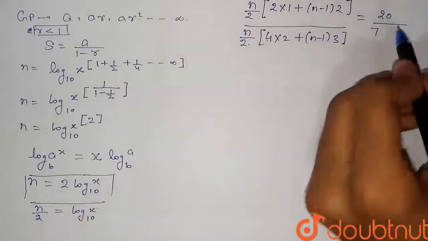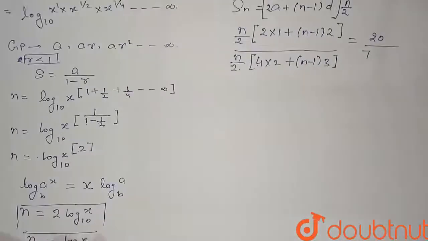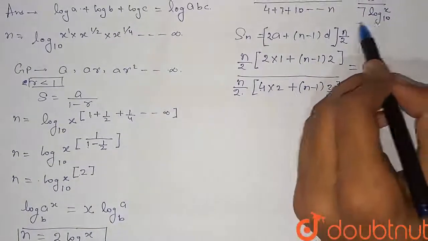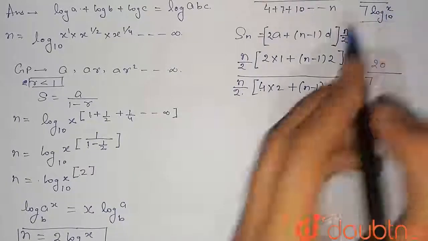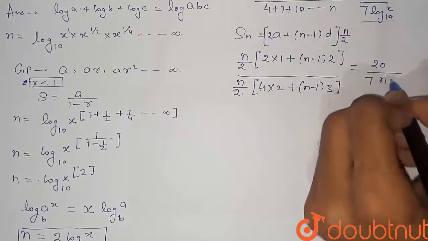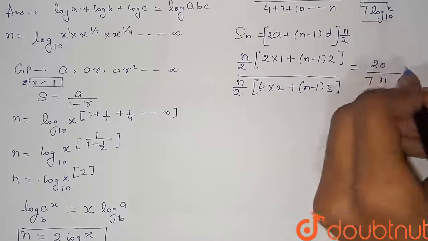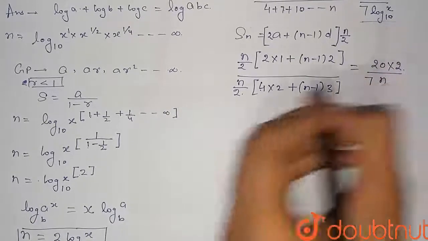So here, if we write this, it is given that 7 log of x with base 10, this term. So this log of x base 10 can be written as n by 2. So here this will be n, and this 2 in the denominator can be multiplied further in the numerator. So here this will be 2. So that's the solution here.